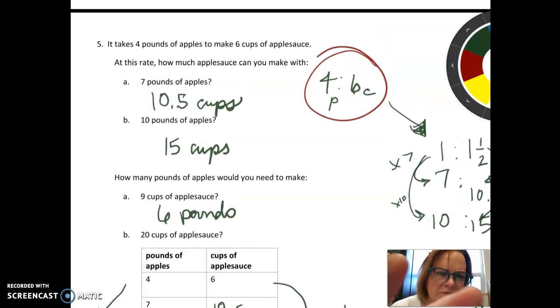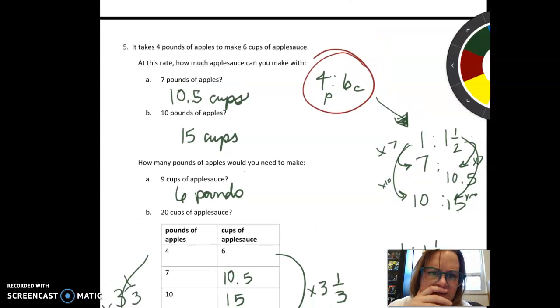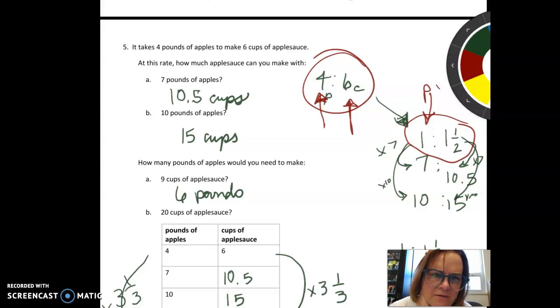But I want to show you the first thing I did. The first thing I did was find the unit rate. I want to know how many cups of applesauce I can make for every 1 pound of apples. Since it takes 4 pounds of apples to make 6 cups of applesauce, I found by dividing that for 1 pound of apples, I can make 1.5 cups of applesauce. Did I say that right? For every 1 pound of apples, I can make 1.5 cups of applesauce.